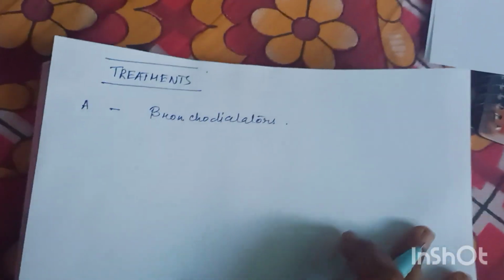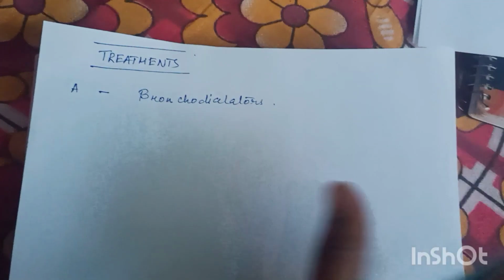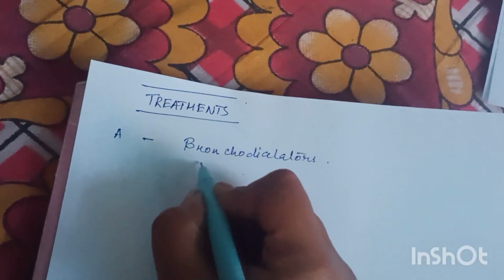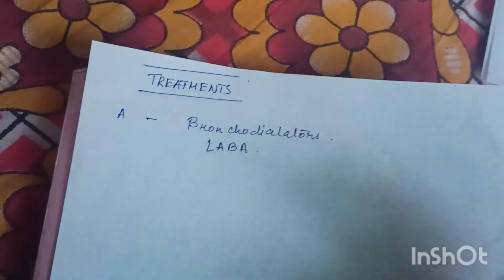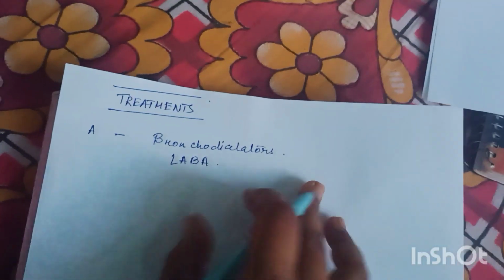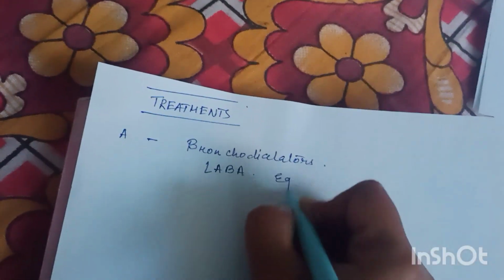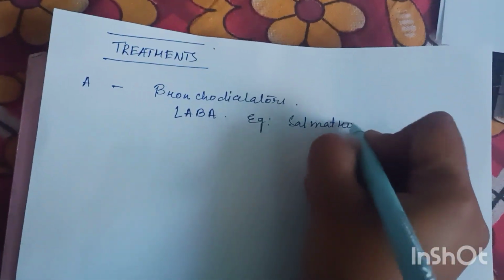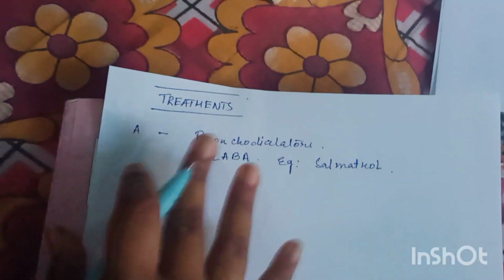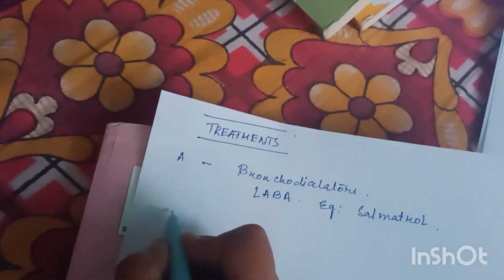What kind of bronchodilators? We don't use short-acting beta-2 agonist. Here we use long-acting beta-2 agonist, which we call LABA in short. An example of LABA is salmeterol. This is the part of A in the COPD Severity Index.